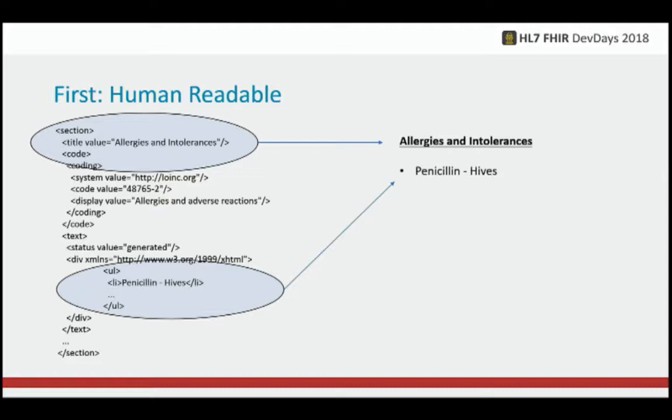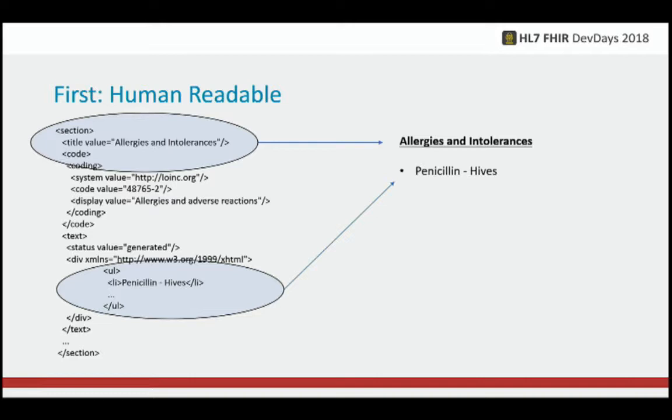And if you were to take this whole section and bring it up in a web browser, render it with a style sheet, it would look kind of like what we've got over here on this far side. You'd have the allergies and intolerances title, and then penicillin-hives. All right. So a human can look at that and pretty much tell, oh, you give this person penicillin, they get hives as the reaction.